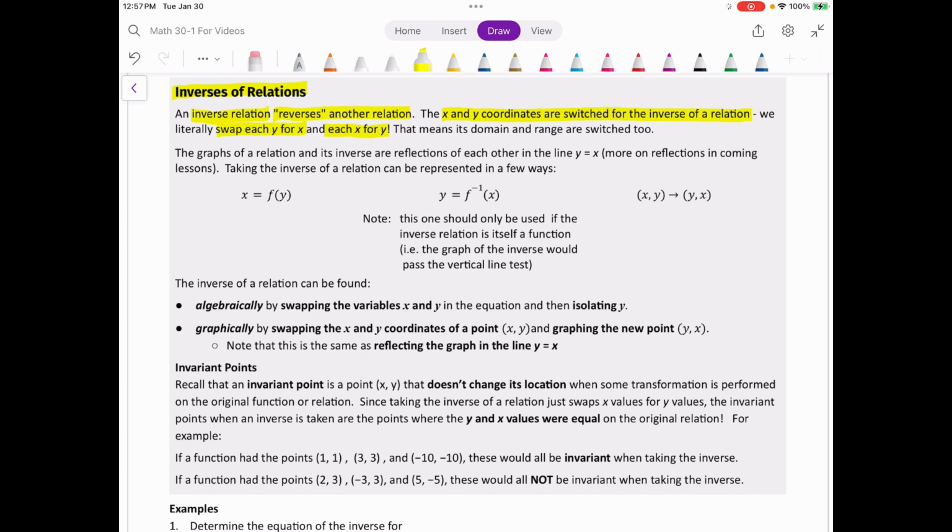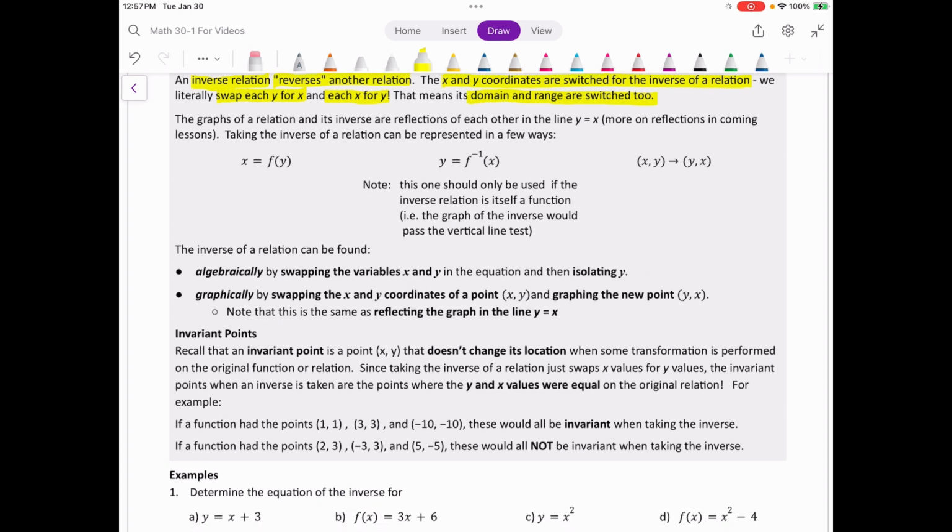Now you can probably reason, and we'll see this in action today, that since domain is the set of all valid x values and the range is the set of all valid y values, if we switch what's x and what's y, we're going to end up switching the domain and the range. When I go from a function to an inverse function, the original domain will become the inverse's range, and vice versa. The original's range should become the inverse's domain. So the graphs of a relation and its inverse are reflections of each other in the line y equals x, because of the fact that x and y are getting switched.